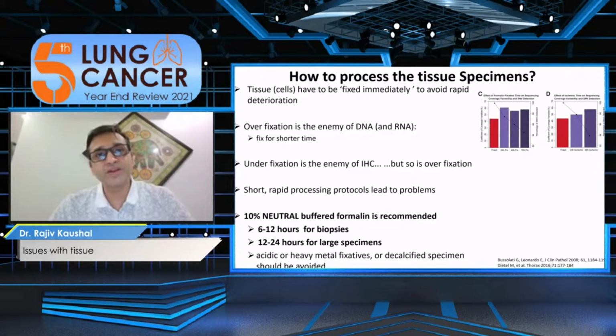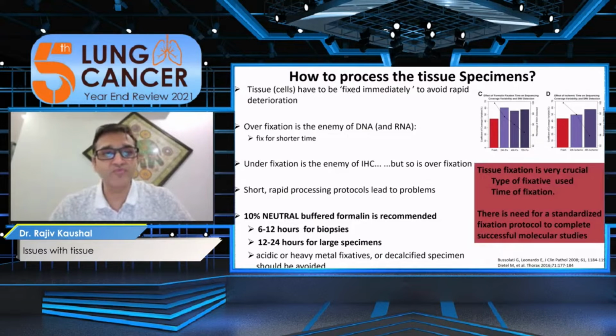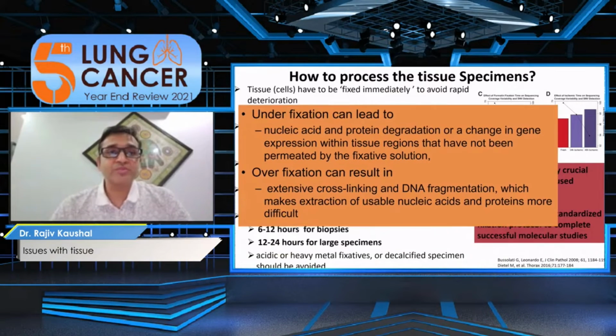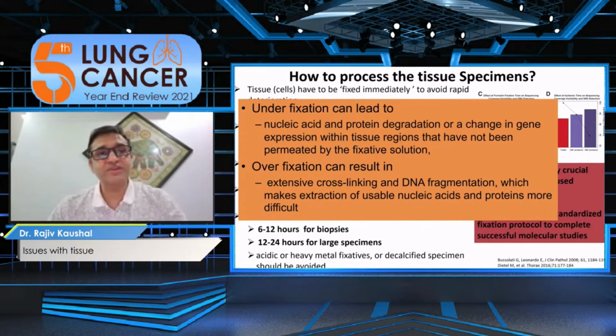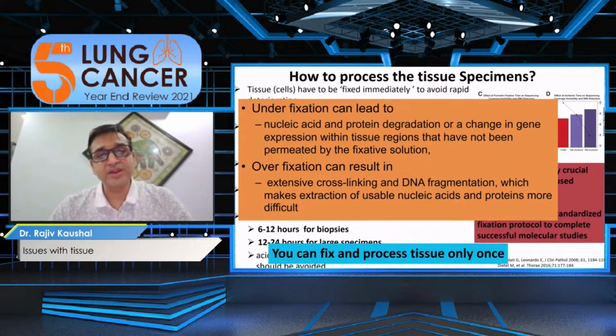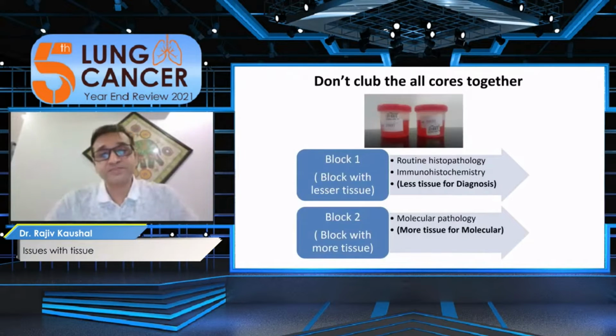So how should we handle this tissue? First and foremost, immediate and prompt fixation with adequate and standardized tissue processing is required. We have to keep in mind that both under-fixation and over-fixation can harm the tissue, and that the tissue can be fixed and processed only once. If harm is done in the beginning, you can't rectify it. A few recommendations to increase the diagnostic yield of the sample.